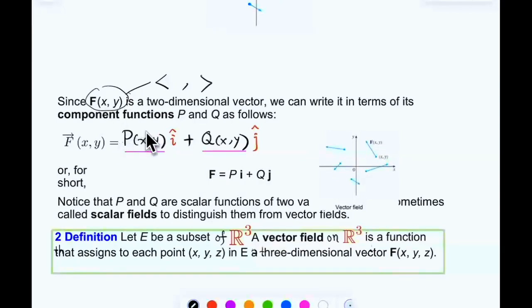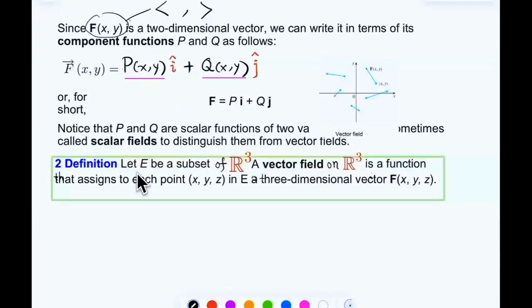Notice that the P and Q over here are scalar functions, right? The F here is a vector function. The output is a vector. The P and Q over here are scalar functions. The output will be real numbers, right? So we call P and Q scalar fields to distinguish them from the vector field. So this is a vector field, and the P and Q over here are called scalar fields.